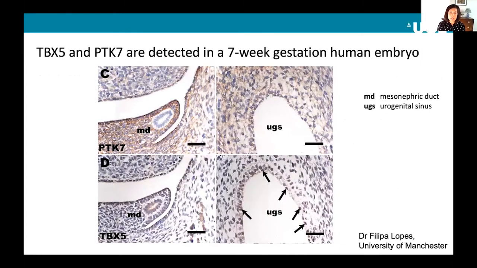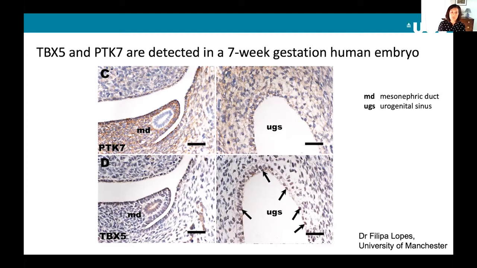So with a collaborator of ours at Manchester University, Professor Adrian Woolf, and his postdoc, Philippa Lopes, we then went on to carry out immunohistochemistry in a 7-week gestation human embryo to look for expression of these two proteins that we identified via the GWAS.